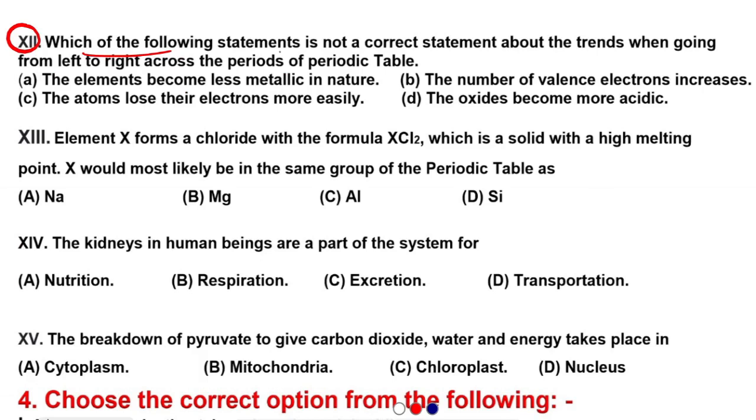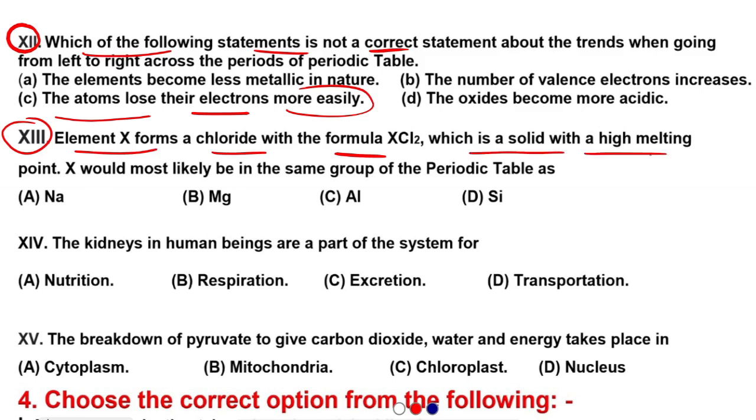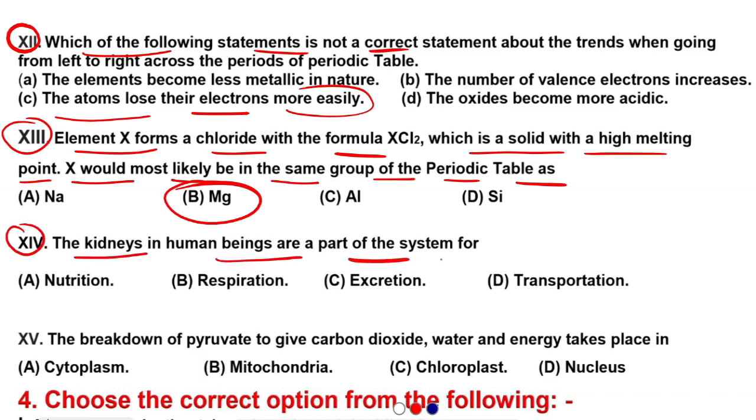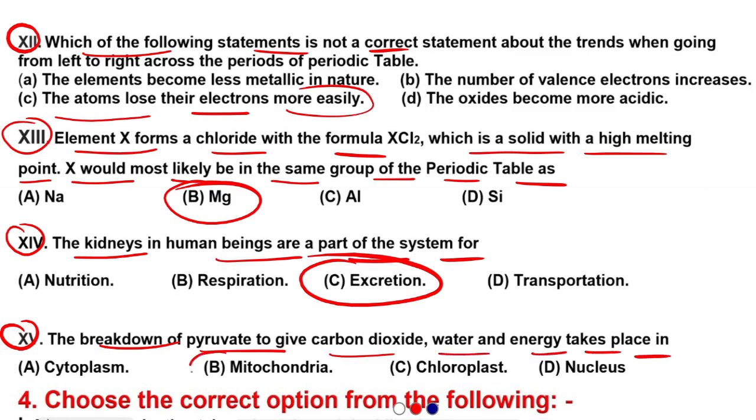Next, which of the following statements is not correct? The atoms lose their electrons more easily. Next, element X forms a chloride with the formula XCl2, which is a solid with a high melting point. X would most likely be in the same group of the periodic table as magnesium, Mg. Next, the kidneys in human beings are a part of the system for excretion. Next, the breakdown of pyruvate to give carbon dioxide, water and energy takes place in mitochondria.